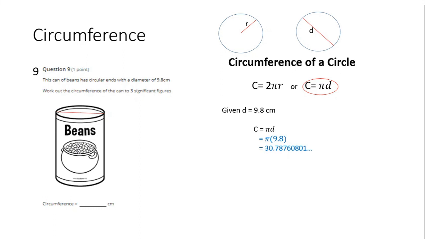Using your calculator, you're going to get a really long, non-terminating decimal answer. We need to round that answer to 3 significant figures. That's what they always ask for. Either 3 significant figures or 1 decimal place, or sometimes they'll say 2 decimal places, but here they're making it clear. 3 significant figures. Again, that 0 is in between 2 non-zero numbers, so it is significant. That's 3, 0, point, a 7 with an 8 after it will round up to an 8. So that's 30.8, 30.8 centimeters.